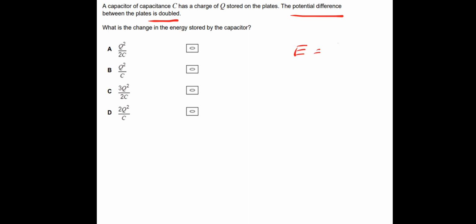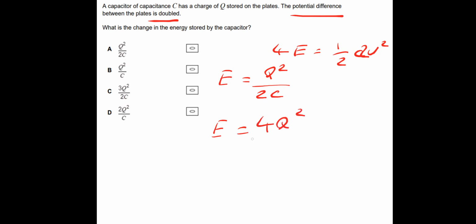So energy is half CV squared. If we double the potential difference, we get 2 squared, we get 4 times the energy. So the equation for energy stored on a capacitor is Q squared over 2C. So that'll be the initial. And then the energy after the potential difference change would be 4 times the energy. So that would be 4Q squared over 2C.